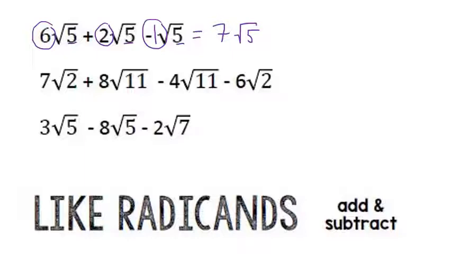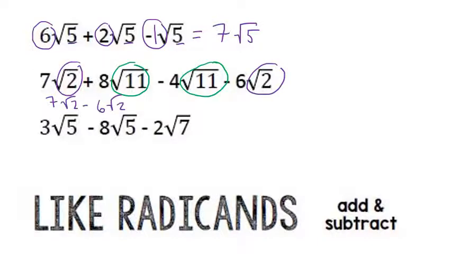Simple as that. All I do is bring that root with. This second one is a little different. Notice I've got a root 2 here, and I've got a root 2 here, but these other two are root 11. So I can only do the operations on the radicals that are like. Well, I had 7 root 2. I'm going to bring this minus 6 root 2 right next to that. I now have plus 8 root 11, if I copy my other terms, minus 4 root 11.